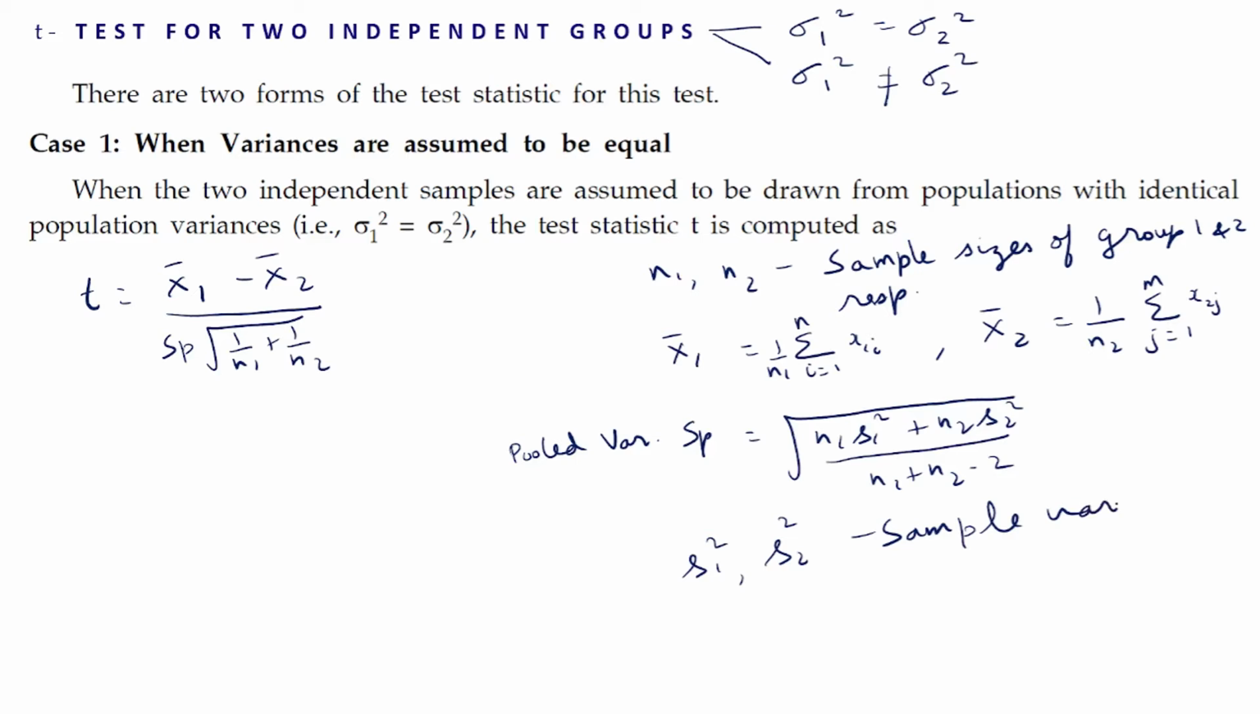So this is how the test statistic T is calculated for two independent groups when the variances are assumed to be equal. So we have to use this formula. Again we can simplify this: x1 bar minus x2 bar upon sp into root of n1 n2 upon n1 plus n2. When we take LCM and simplify, we get this expression for the test statistic T.